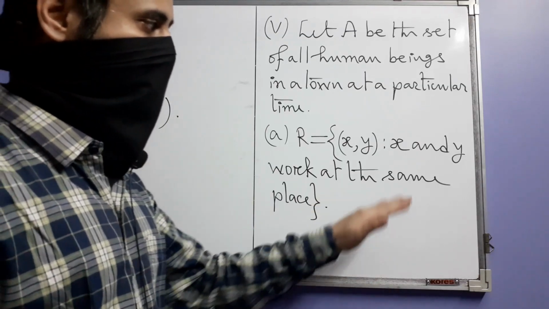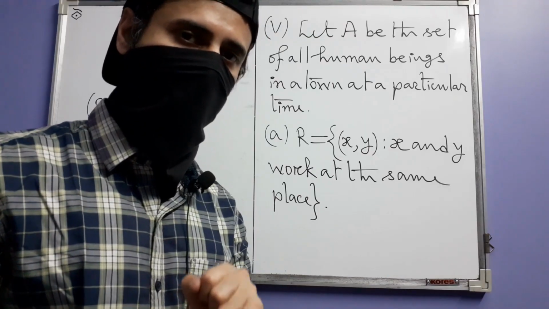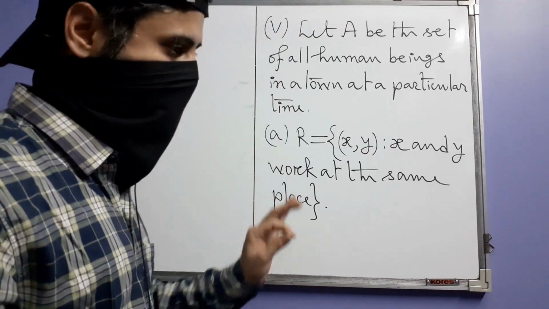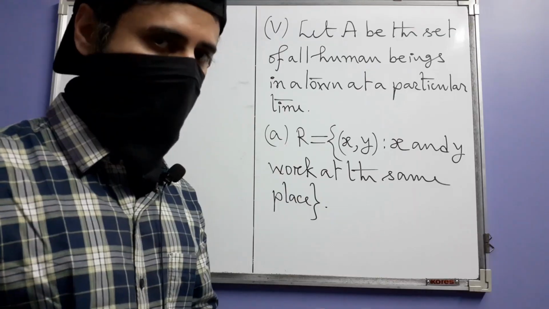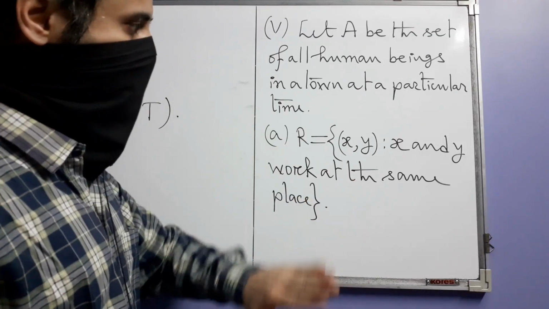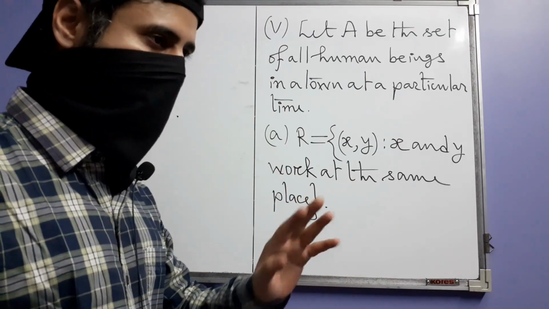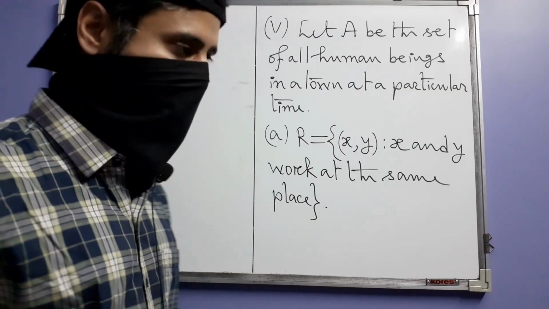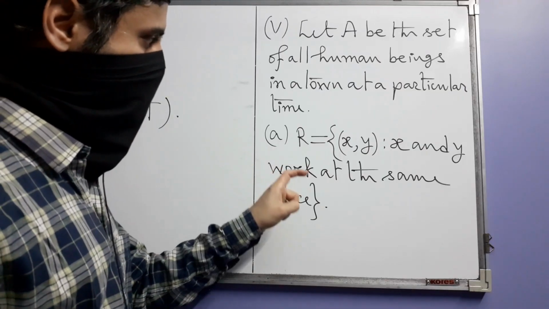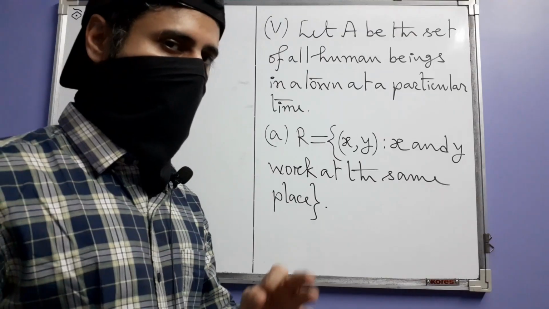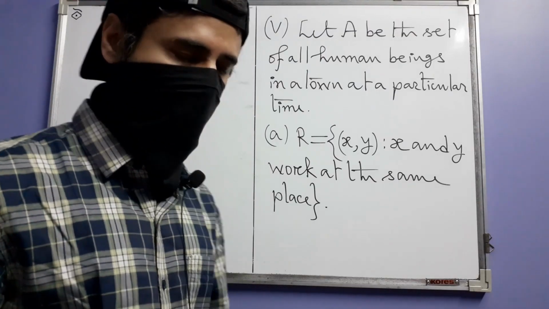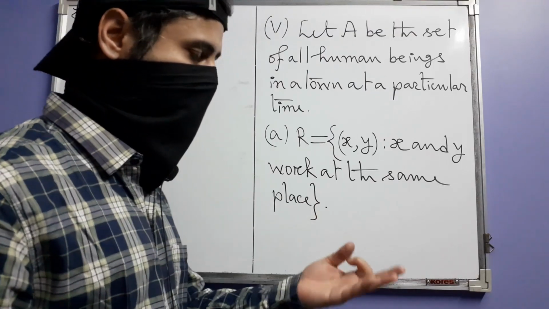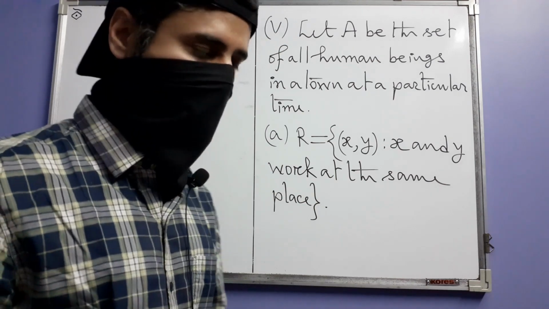A little inspection reveals that this is actually an equivalence relation. X and x obviously work at the same place. If x and y work at the same place, then y and x also work at the same place. And if x and y work at the same place and y and z also work at the same place, obviously x and z also will work at the same place.